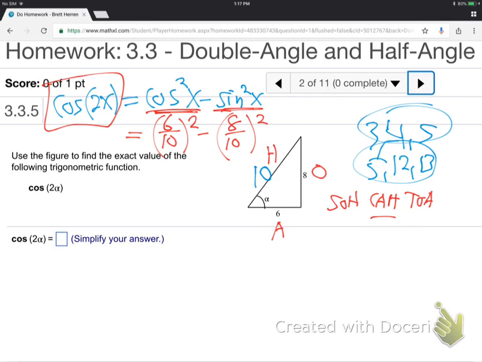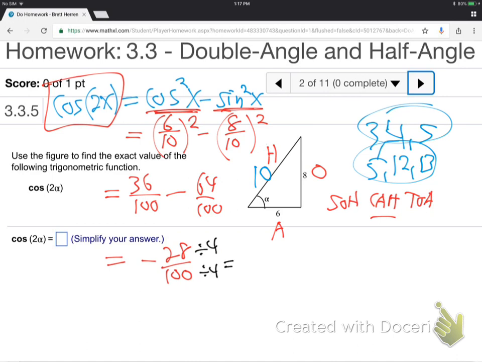And then the right side, that's 6 over 10 squared. What's that? 36 over 100 minus 64 over 100. What is that? Minus 28. Is that right? 64, yeah, right. Minus 28 over 100. And then reduce that, right? How do we reduce that thing? Well, what goes into 28 and 100? Yeah, 4. So minus 7 over 25, done.